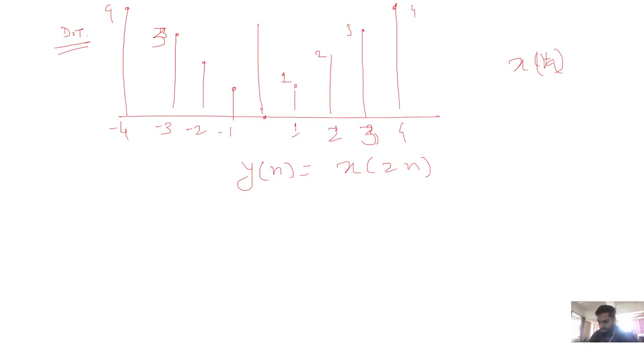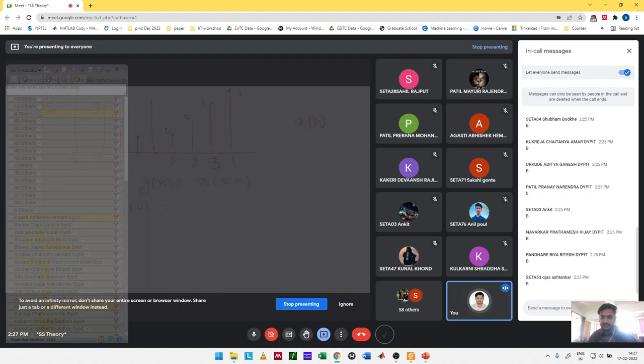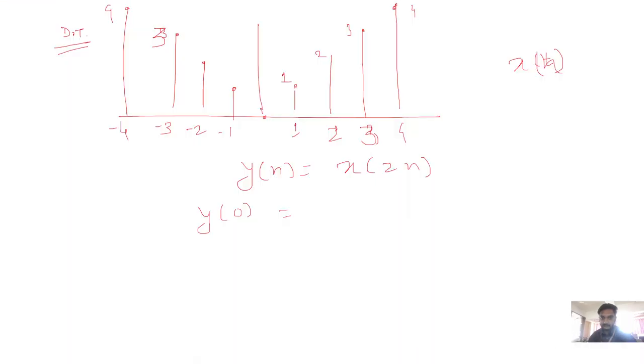So tell me, what will be y of 0? Can anyone tell me? Yes, y of 0, but I want it in terms of x, so it will be x of 0, right? If I put n equal to 0 over here, y of 0 is going to be x of 0. So y of 1, can I calculate it? It will not be x of 1.